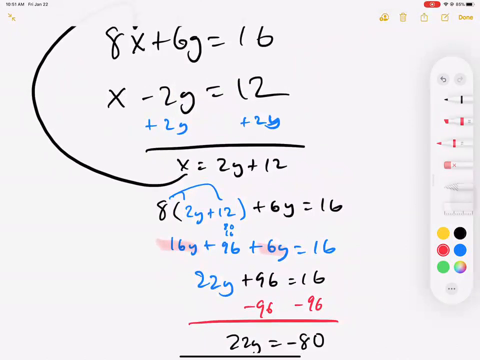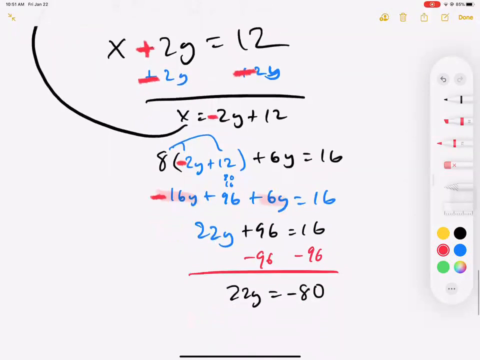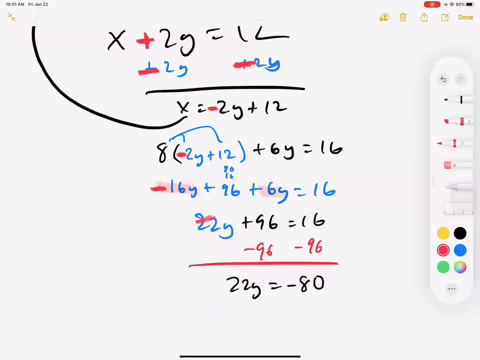I'm going to go change some stuff, please. I miscopied the problem. This is supposed to be a plus. If that's a plus, that means this is a minus. I was wondering why my answer wasn't coming out. If this is a minus, this is a negative. 8 times 2 is negative 16 here. And I'm going to change this right here. 22 is no longer 22. It's going to be negative 10. And this here would also be negative 10.